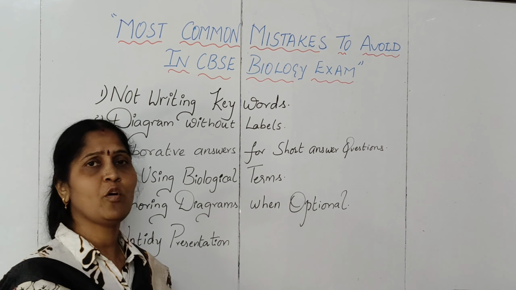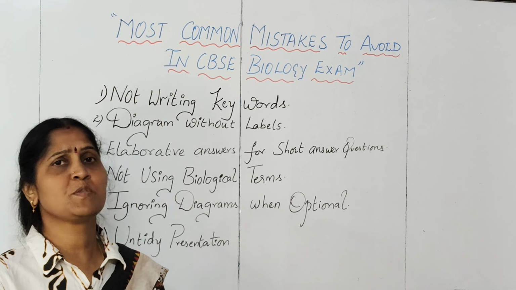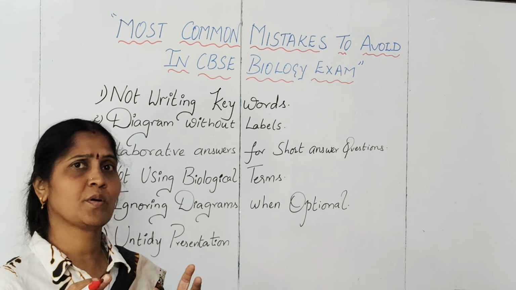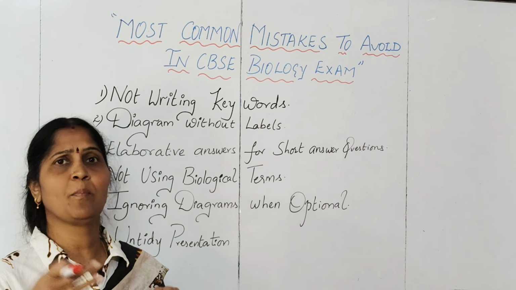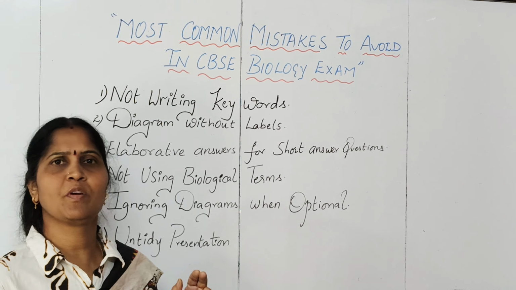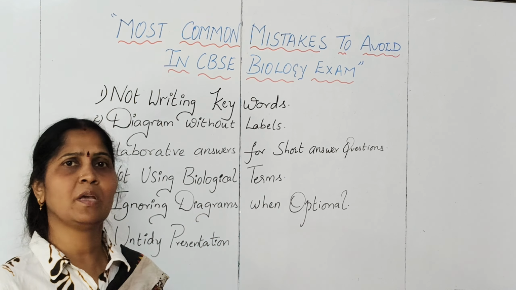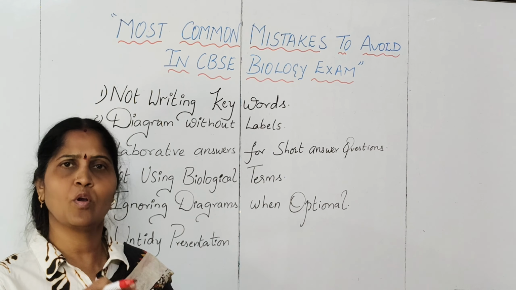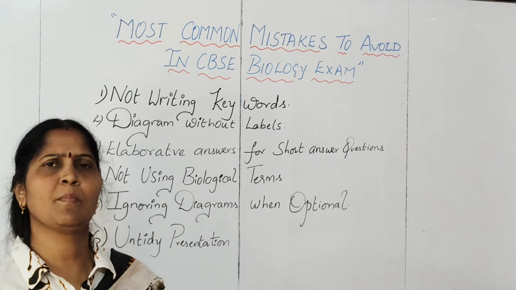Ignoring diagrams when optional. There should be a wise choice between the questions. Suppose you have a choice between a diagram question and a normal essay type of question. Your choice should be the diagram question, because if you have to give 3 or 4 labels, and you know 3 labels out of it, you are going to get your 3 marks.